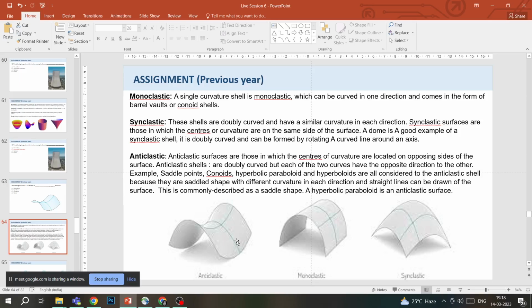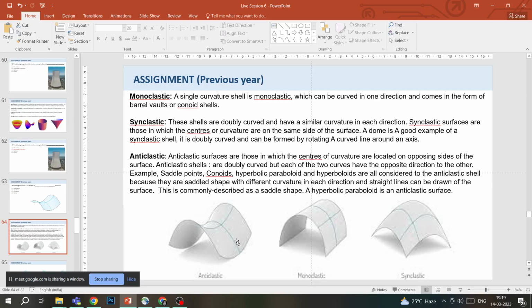Then synclastic: these shells are doubly curved and have similar curvature in each direction. Synclastic surfaces are those in which the centers of curvature are on the same side of the surface. A dome is a good example of a synclastic shell. It is doubly curved and can be formed by rotating a curved line around an axis.